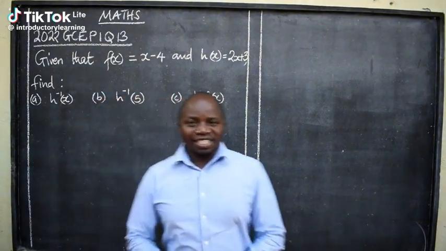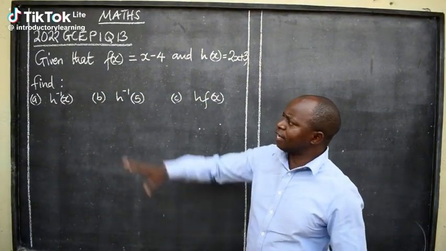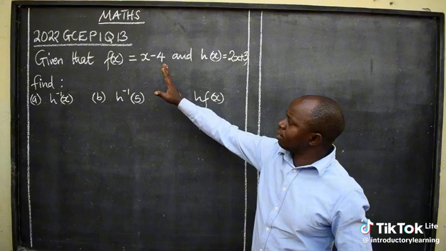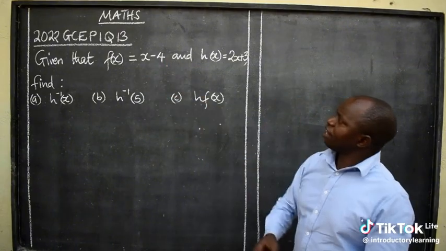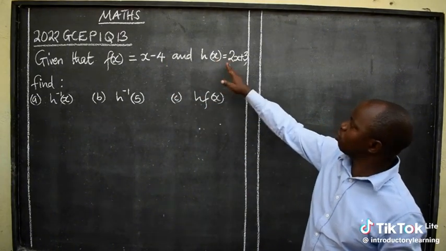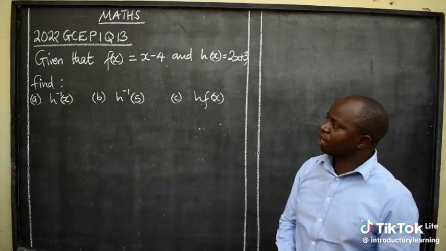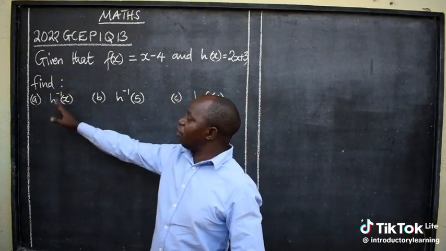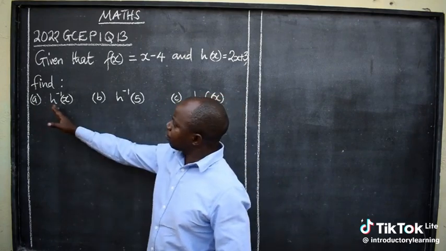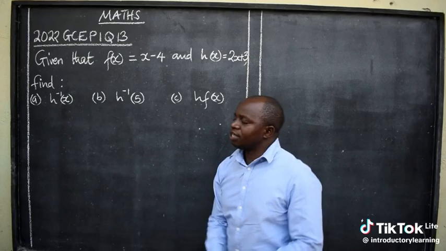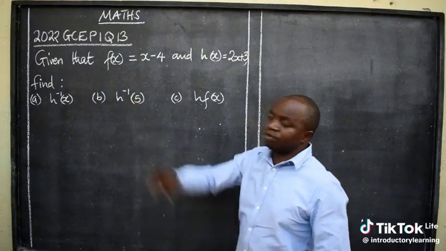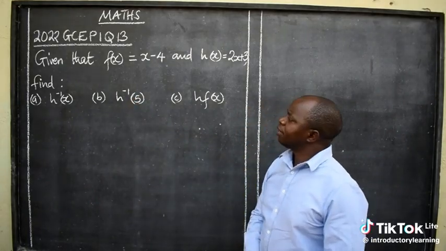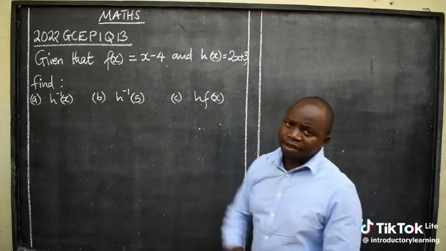Let's take a look at this question. It says, given that the function f of x is equal to x minus 4, and the function h of x is equal to 2x plus 3, then the question says, find part A, the inverse of the function h of x. Then B says, in the inverse, we have to substitute where there is x, we substitute with 5. Okay, that is the inverse of 5.